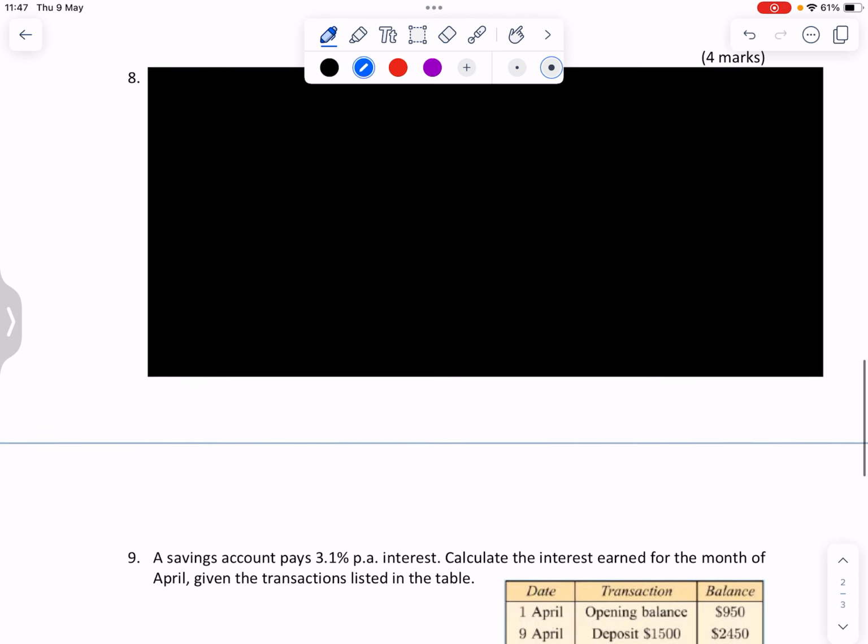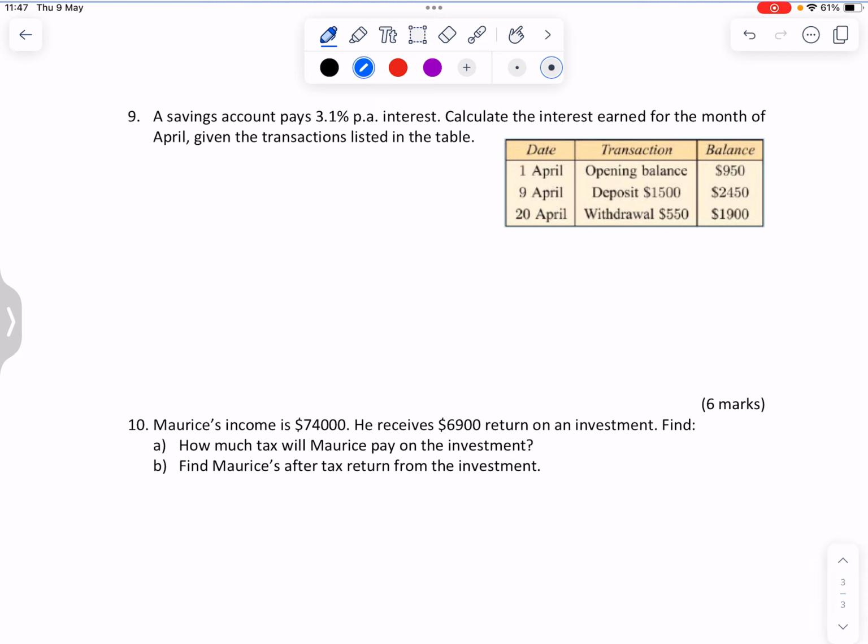Savings account pays 3.1% per annum interest. Calculate the interest earned for the month of April given the transactions listed in the table. So as it said in the lessons, you have to do an interest calculation for each different balance. There are 3 different balances here, so you're going to have 3 calculations. So 1st April to, when does it change? It changed on the 9th. So I've got 950 from the 1st to the 8th. How many days is this? That is 8 days.